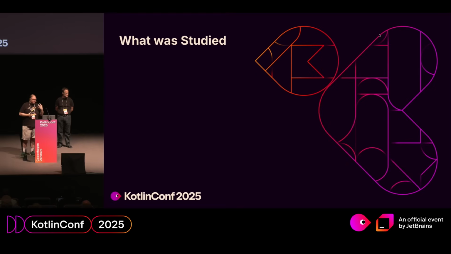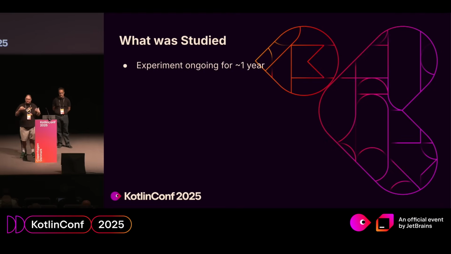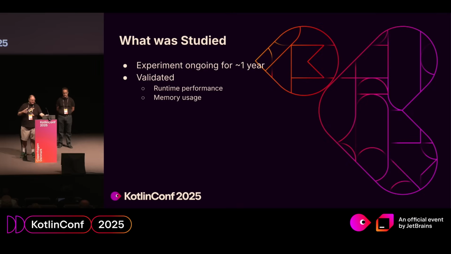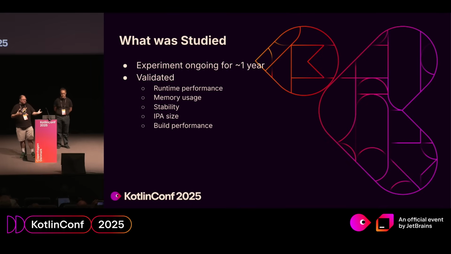So what we studied precisely: we ran the experiment, and we've been running it for about a year. We validated runtime performance, memory usage, stability, and crash rate information. We also looked at the IPA size and build performance. I talked about IPA size because the area with the most significant change is Kotlin Native.